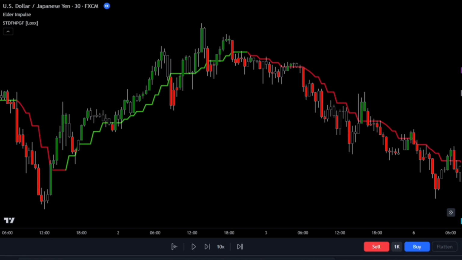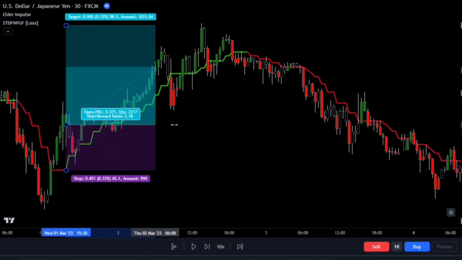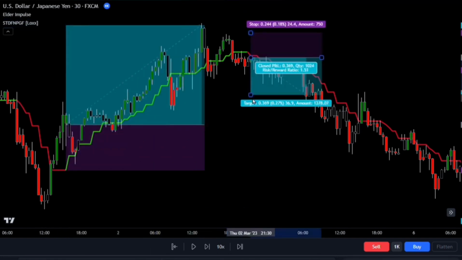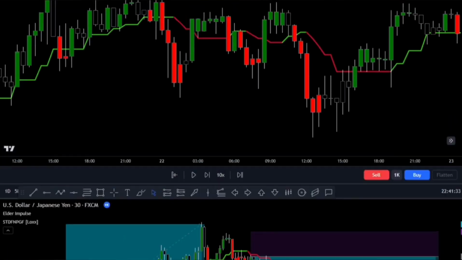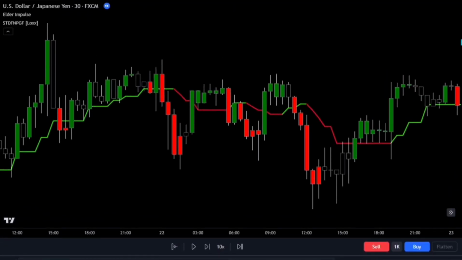Now let's see how to use this indicator. We only take buy trades when the line turns green. For short trades, we take them when the line changes to red. However, I must mention that this indicator has a flaw. Sometimes, it can give false signals, leading to losing trades.